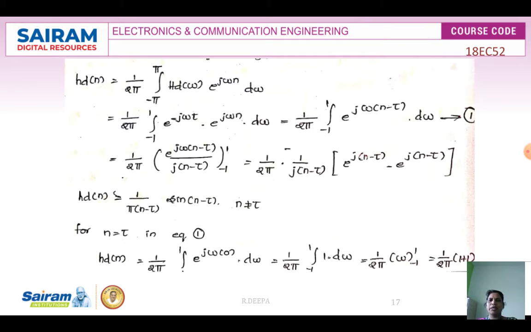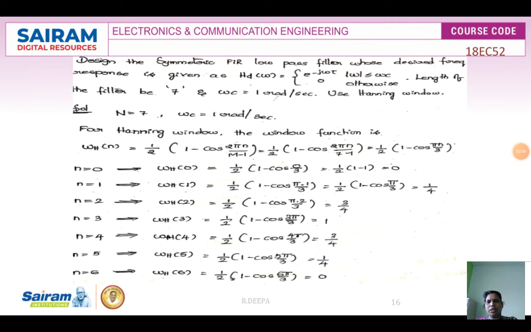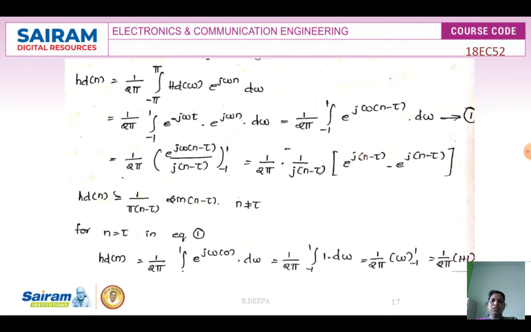The next step is to find Hd of n. As you know, the formula for finding Hd of n is the inverse discrete Fourier transform: 1 by 2 pi integral from minus pi to pi of Hd of omega e power of j omega n d omega. Hd of omega is given in the problem statement: it is e power of minus j omega tau between minus omega c to plus omega c, and omega c is given as 1 radian per second. So I have substituted the limits as minus 1 to plus 1.